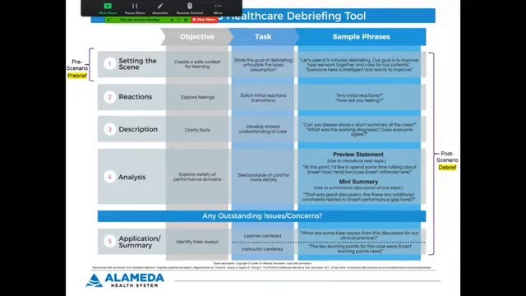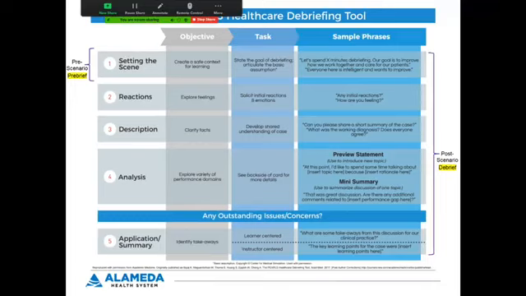So the model that we use here at AHS is called the PEARLS debriefing tool. And so we're going to go through, over the course of the next little while, and unpack each of these sections and highlight some of the things that we need to keep in the front of our mind.